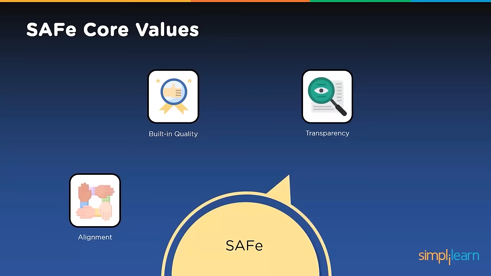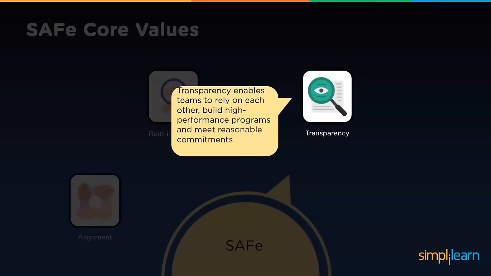So the third one is transparency. Transparency basically needs to enable teams to rely on each other. There should be trust which needs to be built, based on which high performance can happen. So wherever the trust exists, the business and development can confidently rely on each other to act with integrity, particularly in times of responding quickly or working out a solution for resolving something which is not allowing things to move forward. So without trust, no one can build high performance teams and programs. The confidence needed to make reasonable commitments is very, very essential.